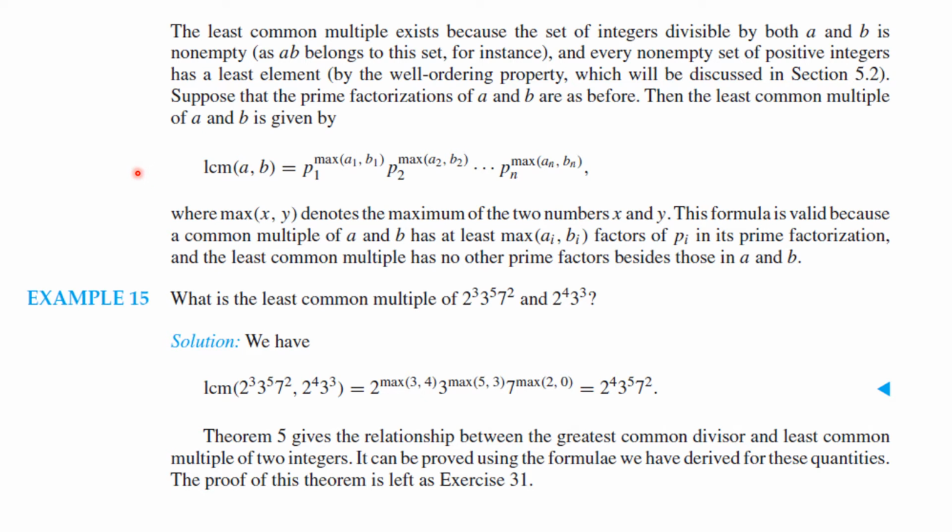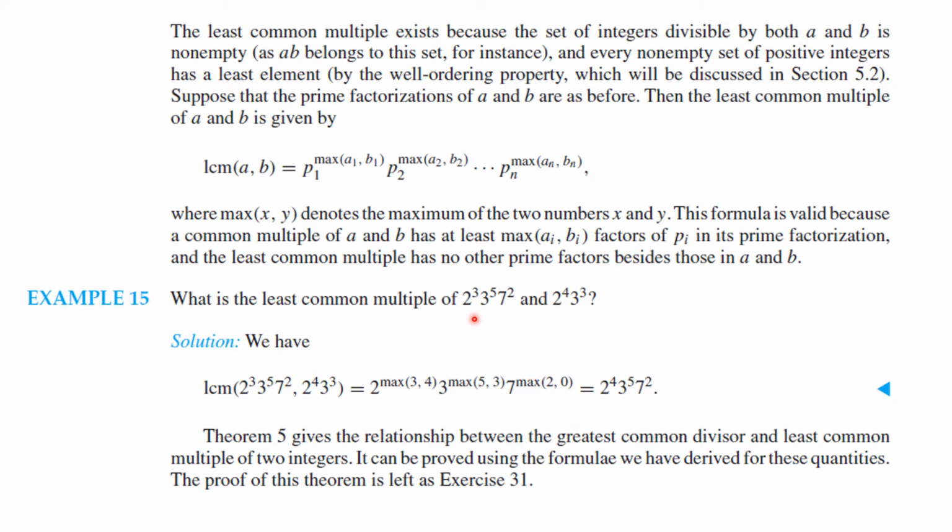And it's not hard to prove that the least common multiple of a and b, if a and b have the same prime factorizations that we talked about before, you're going to take the maximum exponent for each of the primes in their common prime factorization, the primes that are there. You take the maximum of the exponents, and that is going to be the least common multiple. Let's apply that technique to example 15.